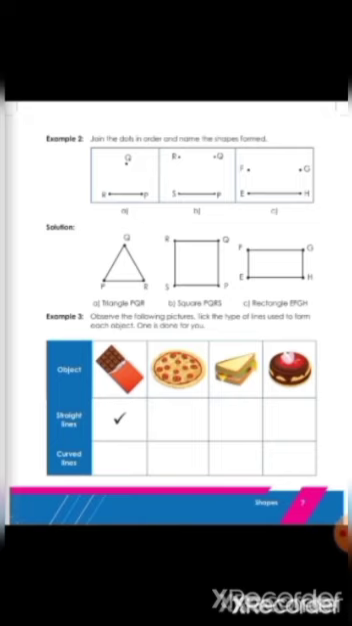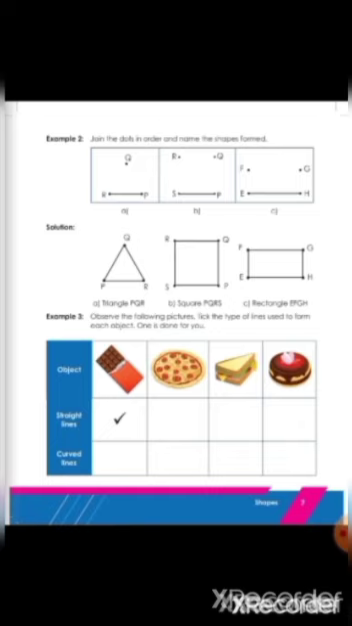Let us see example 3. Observe the following pictures and tick the type of lines used to form each object. One is done for you. The first object given is chocolate. The shape of this chocolate is rectangle. It is formed by straight lines.